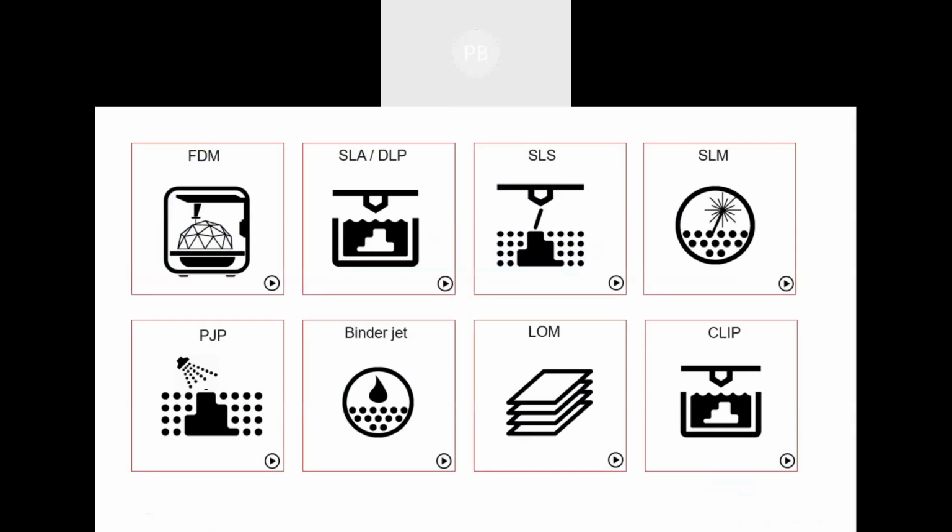So first is FDM, fused deposition modeling, where we have already learned how FDM works. Another technology is SLA or DLP. SLA is stereolithography, which also uses a liquid form of material, the same photosensitive liquid, but here the light source is a laser. In our machine, in PolyJet, the light source is UV. Here the light source is a laser.